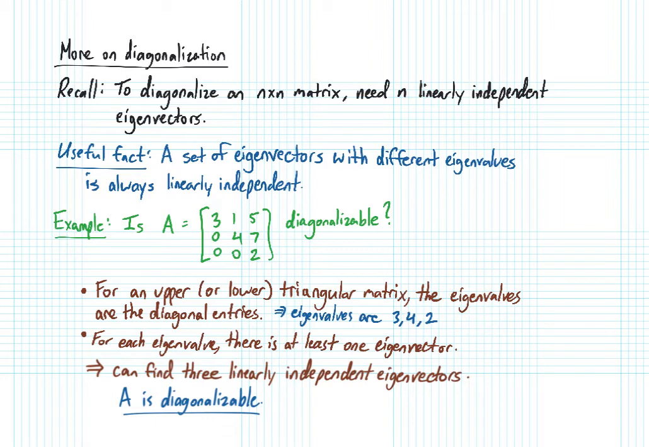Now, if you actually wanted to diagonalize A, as in find that matrix P such that P inverse AP is equal to D, then you would have to go through the work of finding the eigenvectors, which is a little bit of calculation, but it's not too bad. But if you just want to say whether or not A is diagonalizable, you can answer that question without doing any calculations whatsoever, and the answer is yes.